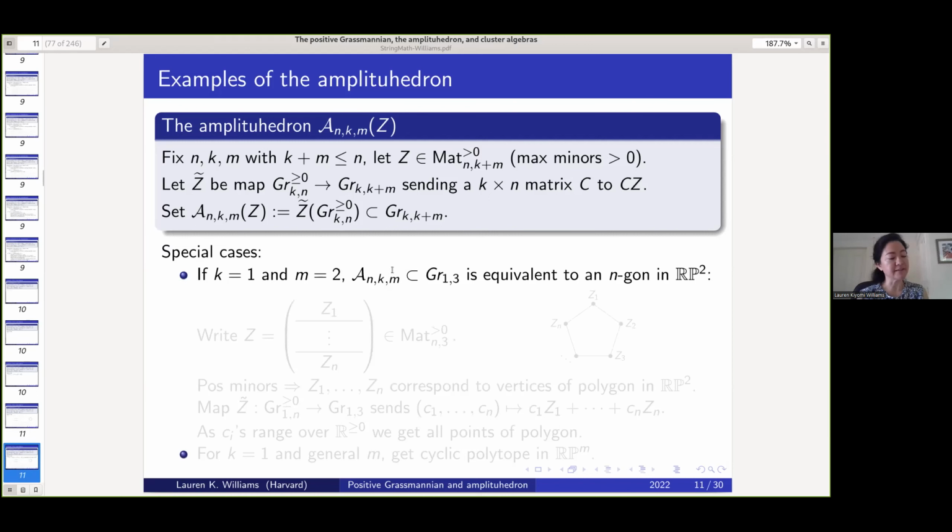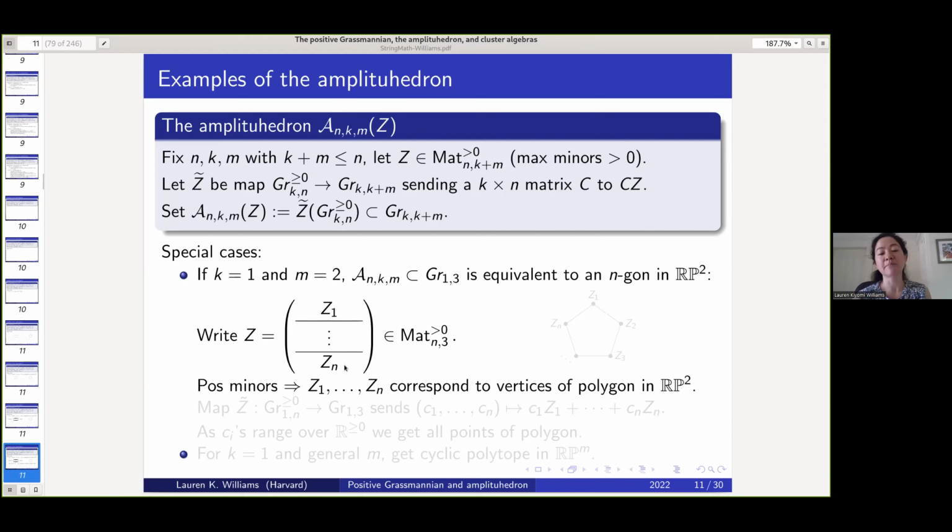Now, more interestingly, let's look at the k=1 and m=2 example. The statement is that in this case, the amplituhedron, which is a subset of the Grassmannian of 1-planes in 3-space, is equivalent to a convex polygon in RP^2. I'll briefly explain why that's the case. Let's take our given matrix Z. This is an n by 3 matrix with positive maximal minors, and I'll label its rows Z_1 through Z_n. These are row vectors in R^3, which we can think of as points in P^2.